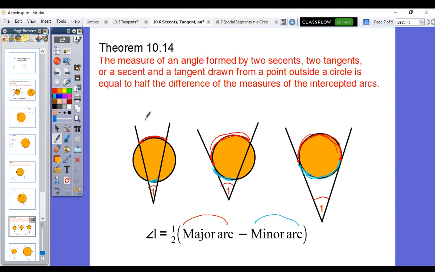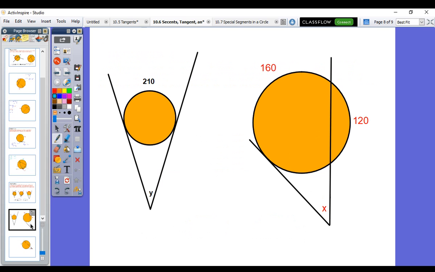All right, and we're going to do major minus minor divided by 2. Similar to the last one, but last one we did major plus minor. We're doing major minus minor divided by 2. Let's practice this.